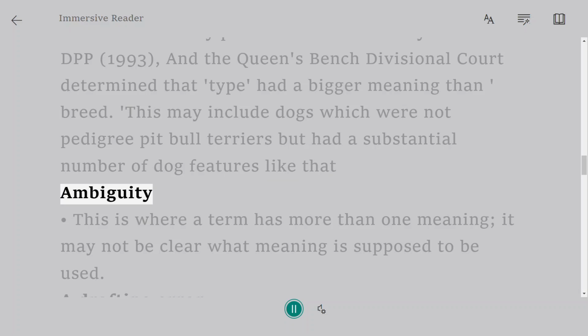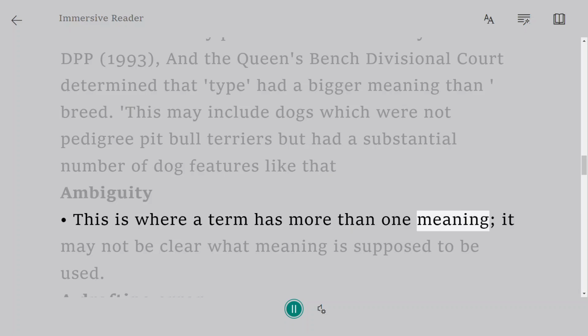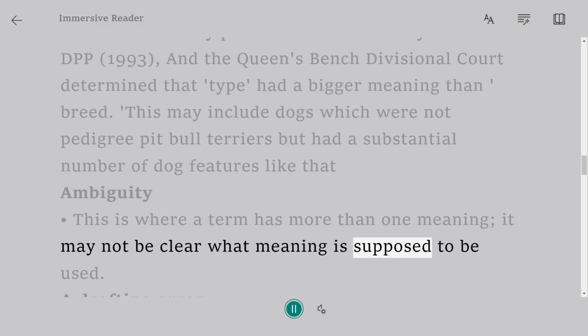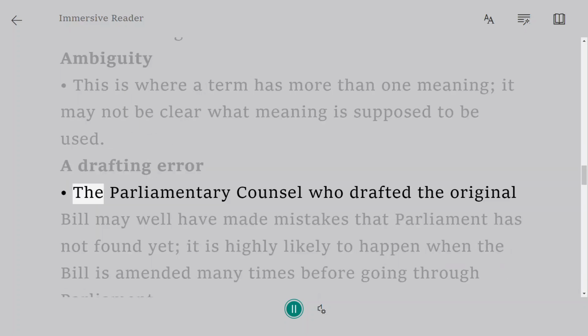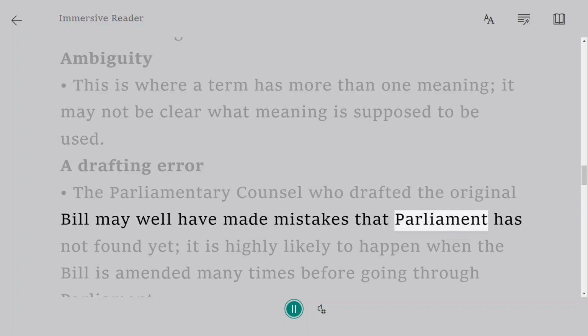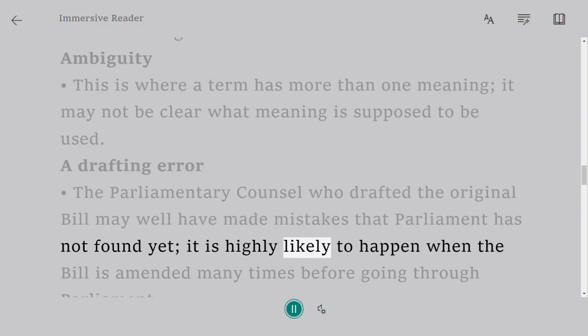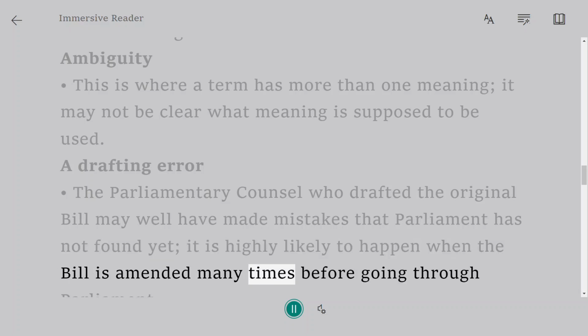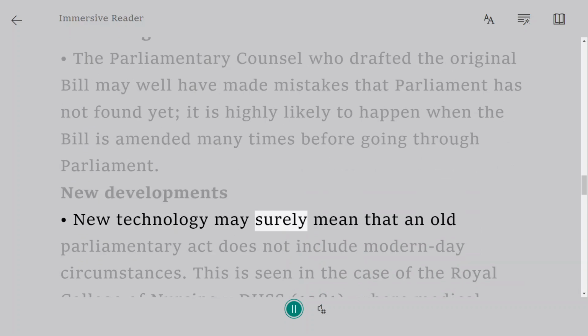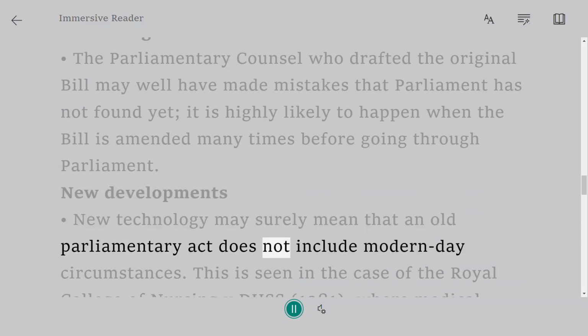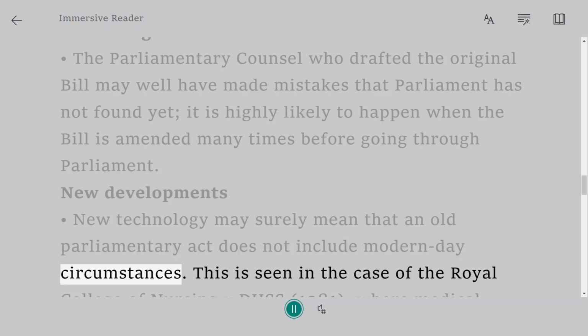Ambiguity. This is where a term has more than one meaning. It may not be clear what meaning is supposed to be used. A drafting error. The Parliamentary Counsel who drafted the original bill may well have made mistakes that Parliament has not found yet. It is highly likely to happen when the bill is amended many times before going through Parliament. New developments. New technology may surely mean that an old Parliamentary Act does not include modern-day circumstances.